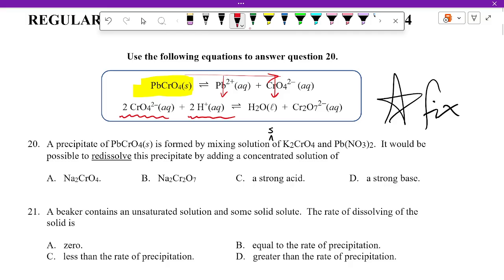So if chromate reacts with hydrogen, that's going to cause the chromate to decrease. So that's the one that's actually happening there, and that will cause it to shift to the right. Make sense? Very good.